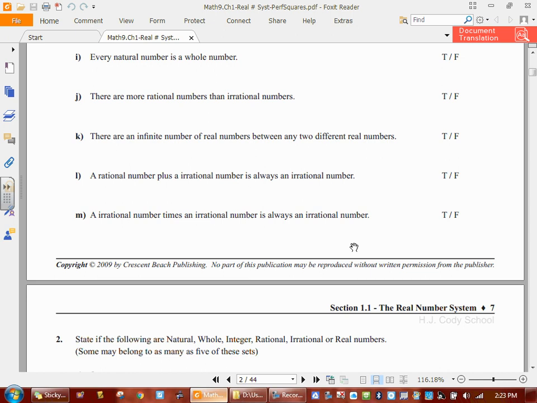There are more rational than irrational. Think of how many irrational numbers there could be. It includes all the non-perfect squares. So if we just talked about the numbers 1 to 10, how many of those could be non-perfect squares?